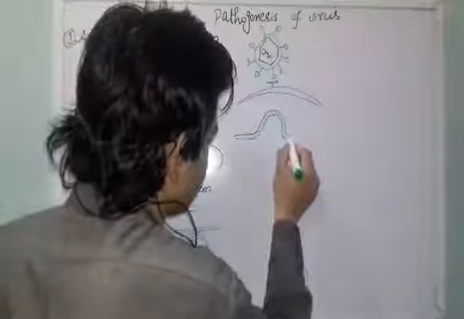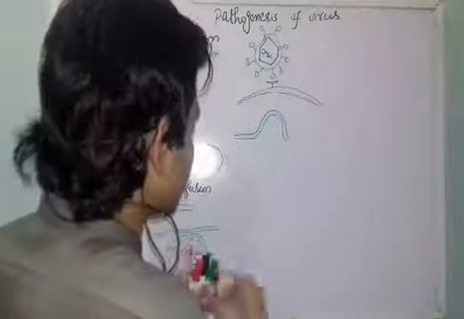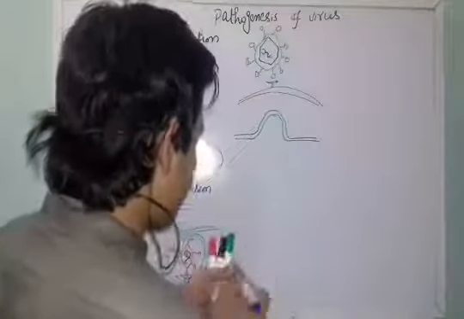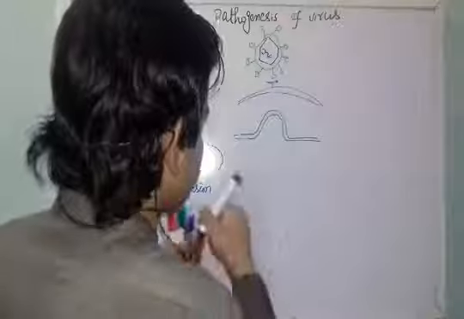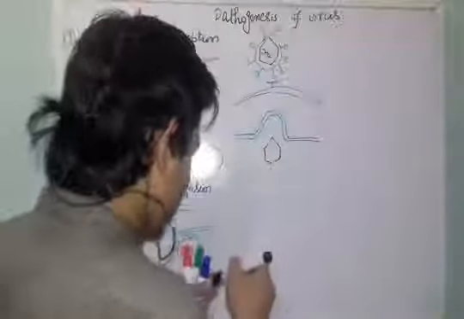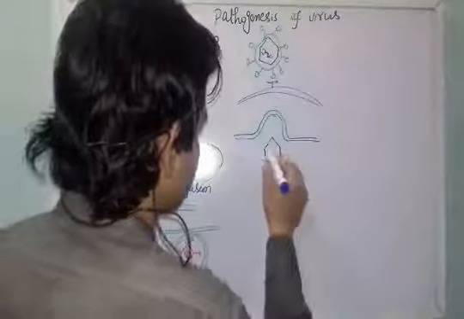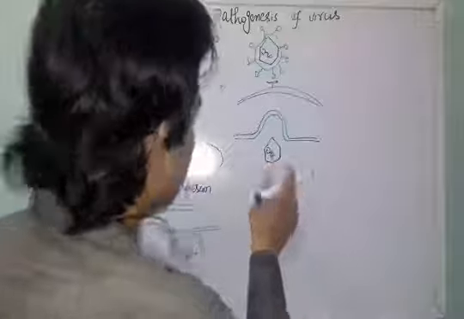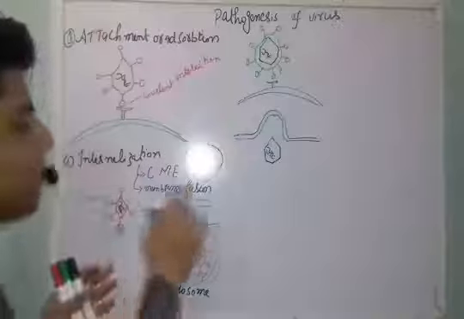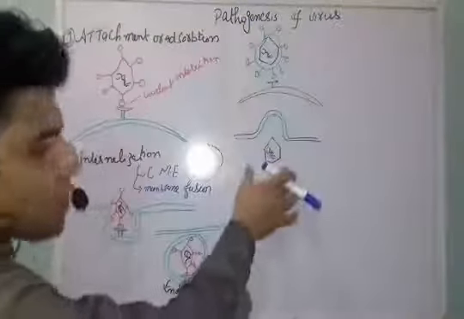So what happens in this case? The virus will fuse its envelope area with the host membrane, and they will release just their capsid area, having the genetic material also. So only the capsid area will be internalized. So this is the membrane fusion. Fine. So the enveloped virus will be internalized just like that.